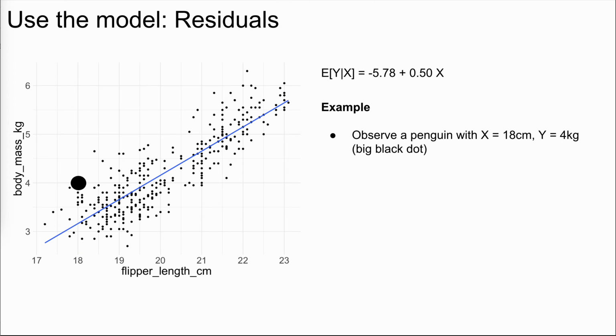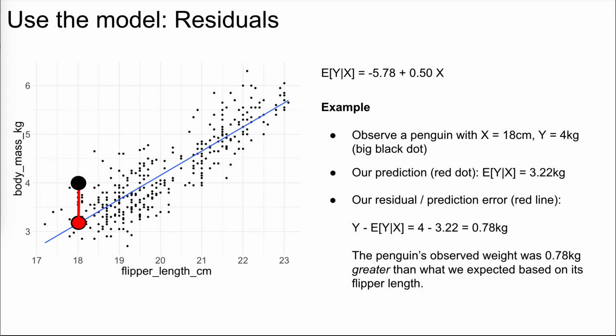But predictions aren't perfect. For example, suppose we go on to observe a penguin with a flipper length of x equals 18 centimeters, but a body mass of y equals 4 kilograms. This observation is represented by the big black dot here. And notice that this penguin falls above the trend line. Specifically, its body mass is bigger than our prediction of 3.22 kilograms, represented by the red dot.